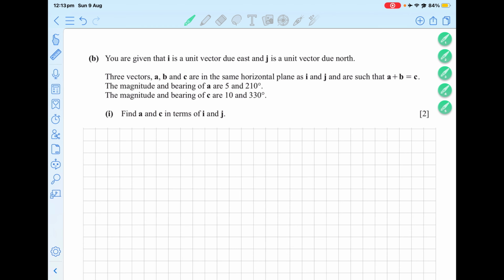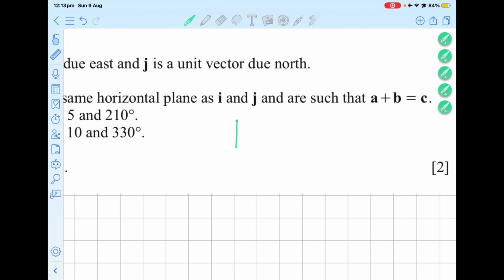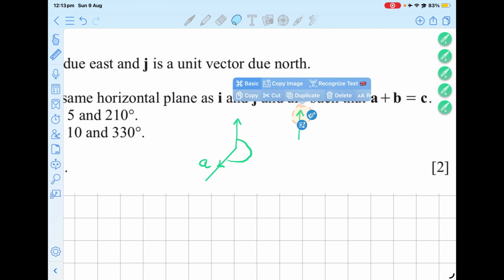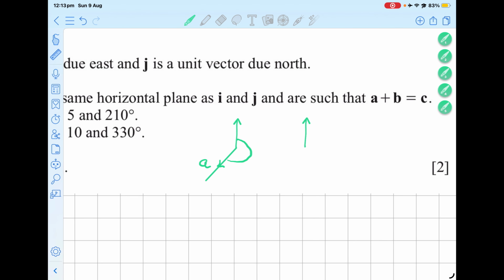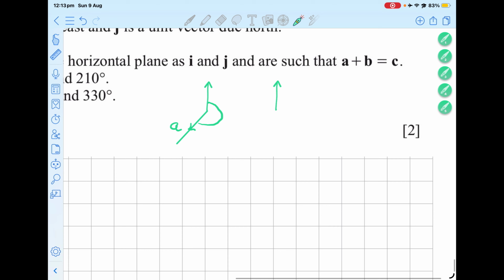So A is like from north. It's going somewhere over here. This is A. And then from north again, let me just copy this arrow. So from north again, C is going 330 degrees, like this.